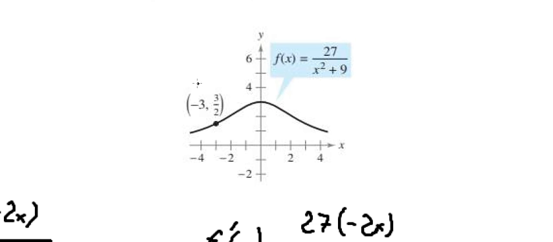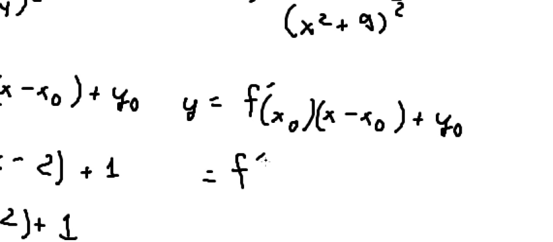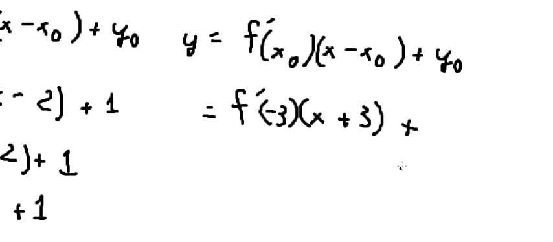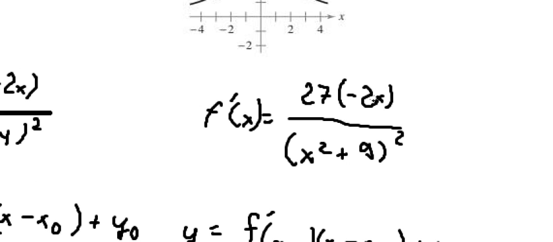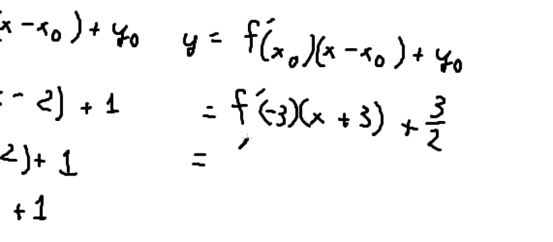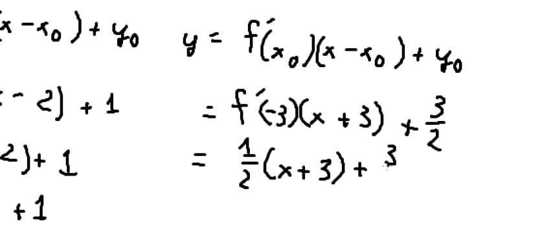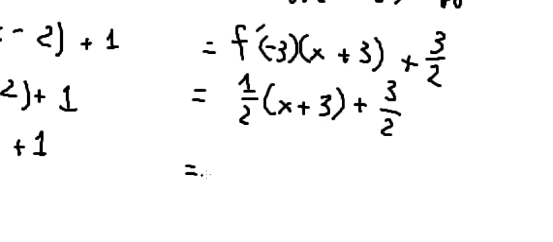s0 is negative number 3. Negative, negative, you get positive number 3. y0 is 3 over 2. So I will put negative number 3 in here and here. And that is 1 over 2. So 1 over 2 multiplied by s and number 3 in here.